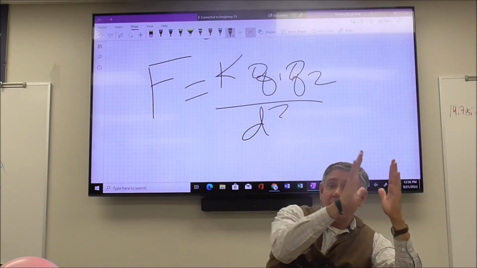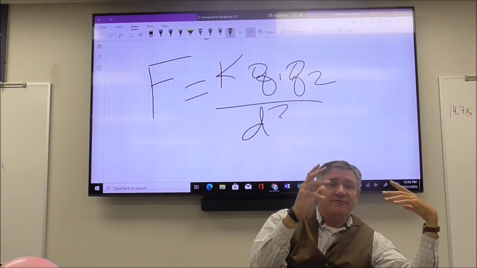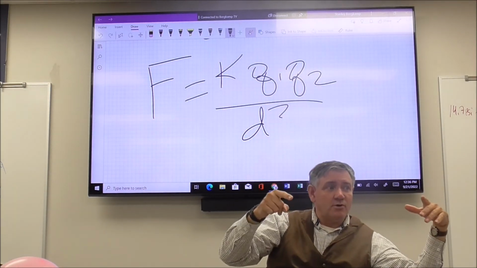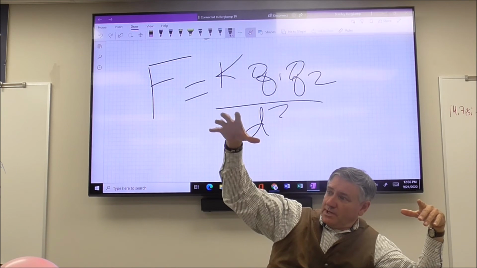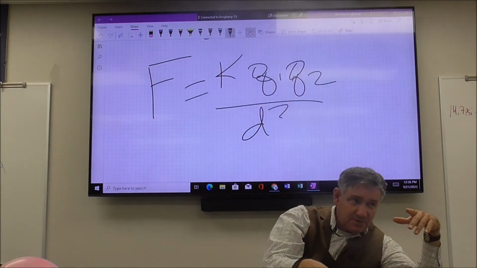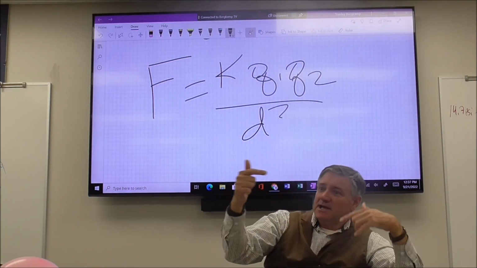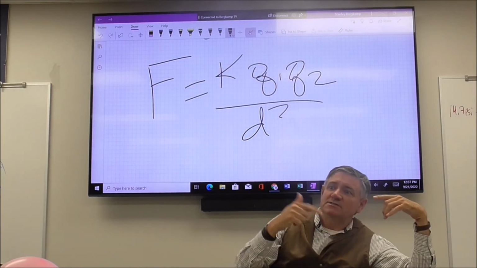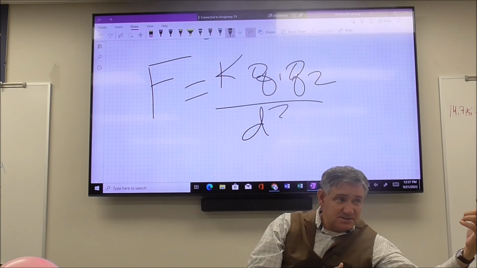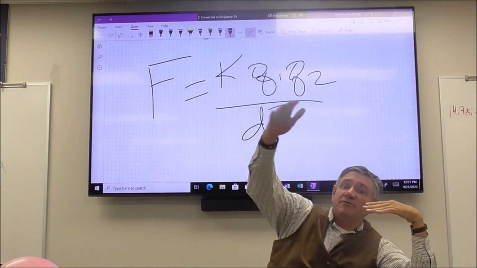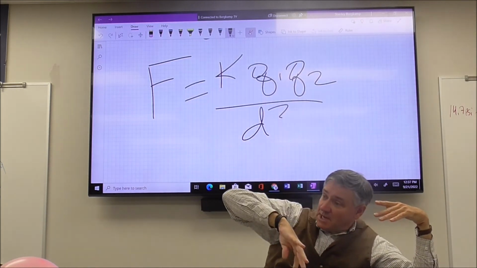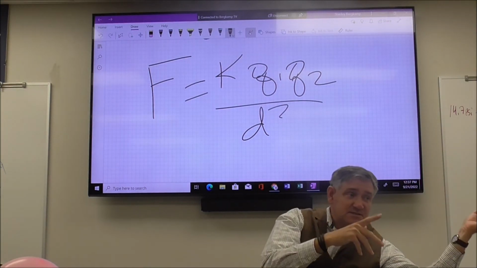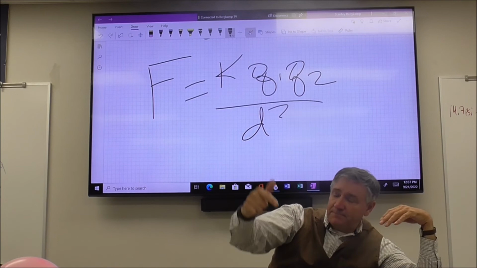That's why when I brought my hand closer, the attractive force became greater. And that's why I couldn't make the can roll if I had the balloon way up high. But if I brought that balloon closer, then I could make the can roll. This is a classic situation called an inverse square law. Gravity is the same thing. If you double the distance, the force goes down by a factor of 4 because it's d squared. If you cut the distance in half, it goes up by a factor of 4.